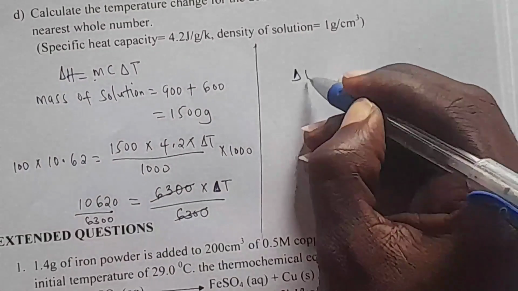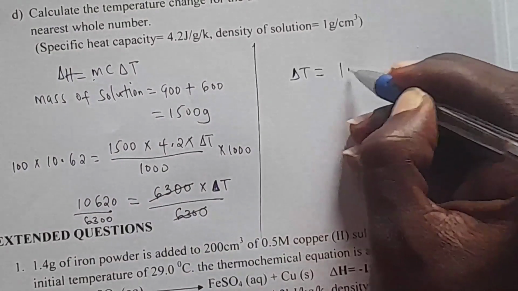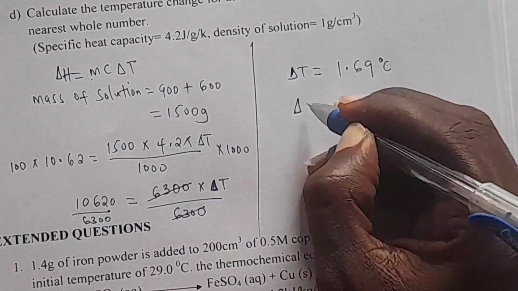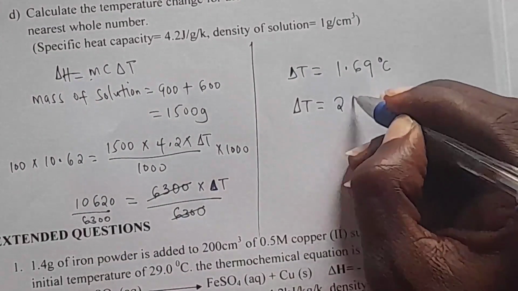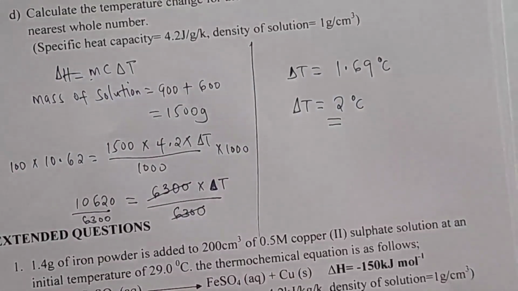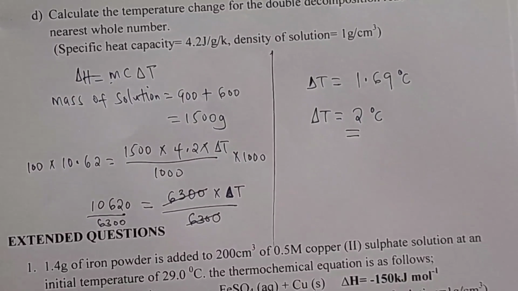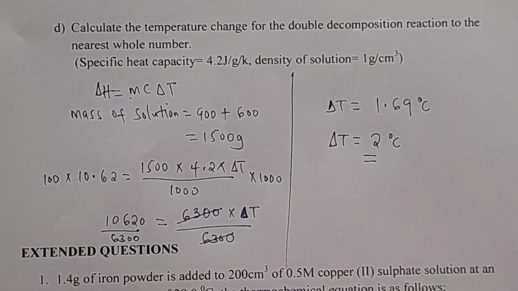So temperature change here, we are going to get 1.69 degrees Celsius. So to the nearest whole number, temperature change will be 2 degrees Celsius. So that will be the temperature change for the double decomposition reaction to the nearest whole number.